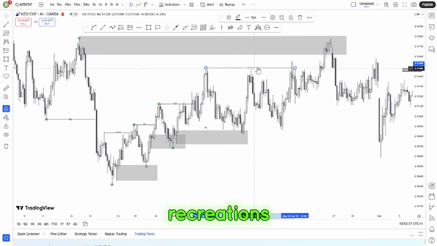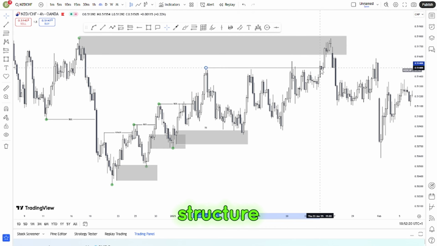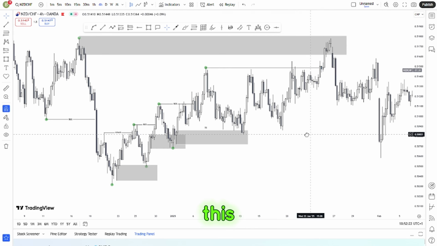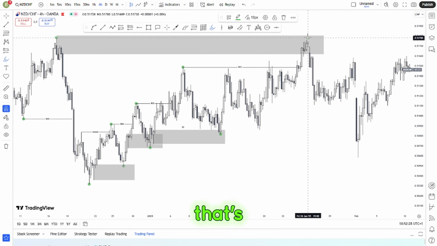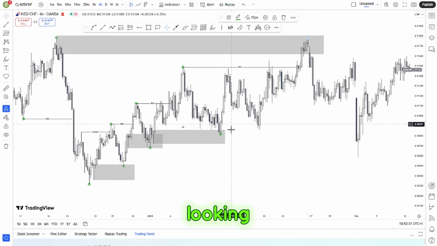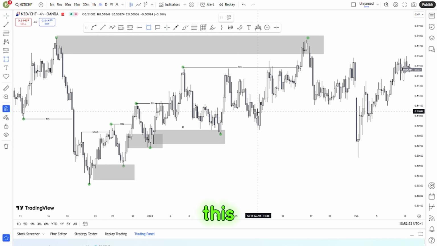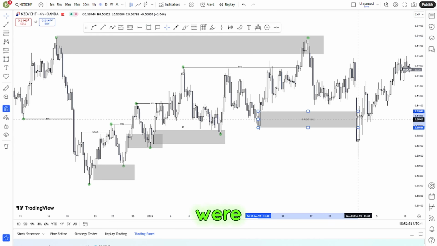As you can see, those are weak creations. That is not a break of structure. So we had a break of structure within this point, knowing that this is our lowest point, this one here. So from this low to this high, that's our overall trading range. And then we were looking for buying opportunities from this point here. This is where we were looking for some buys.